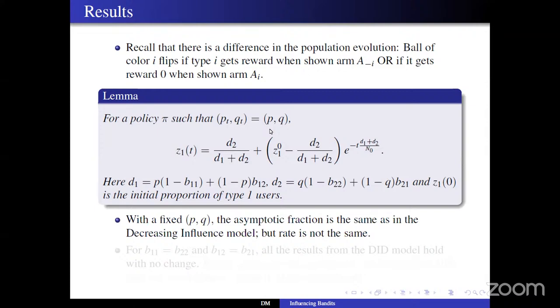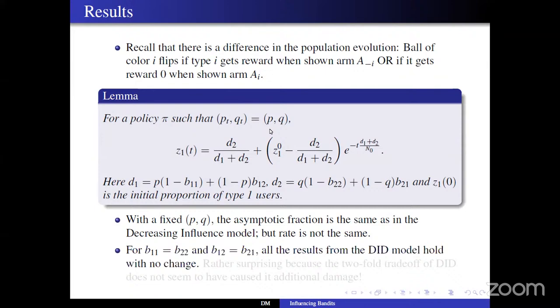And again, remember that I could not get a general result there. So I took a special case with V11 equals V22 and V12 equals V21. For the special case, the same result holds. That was sort of surprising, because the two-fold trade-off of the decreasing influence model does not seem to have caused any damage compared to the constant influence model.